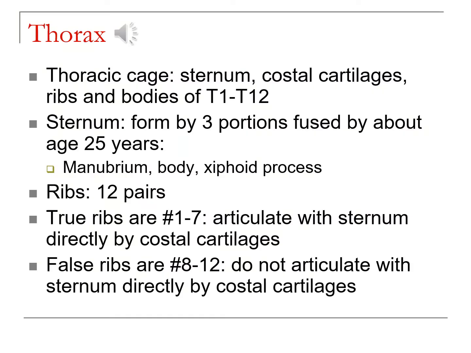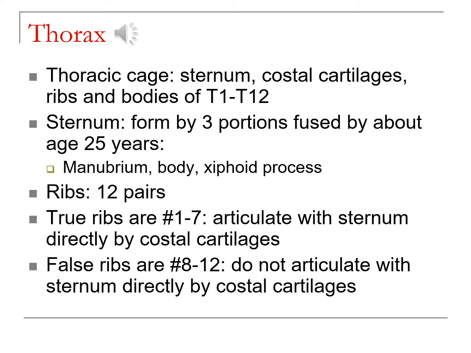Okay, let's discuss the thorax. The thoracic cage is composed of the sternum, the costal cartilages, the ribs, and the bodies of your thoracic vertebrae from T1 to T12. The sternum is formed by three portions fused by about age 25. The three portions are your manubrium, the body, and your xiphoid process.